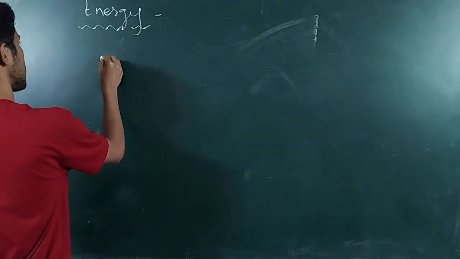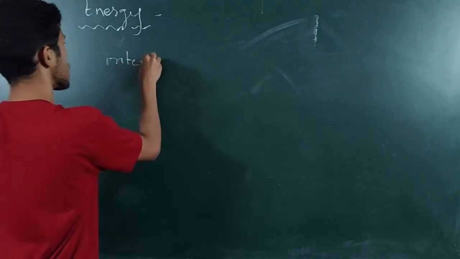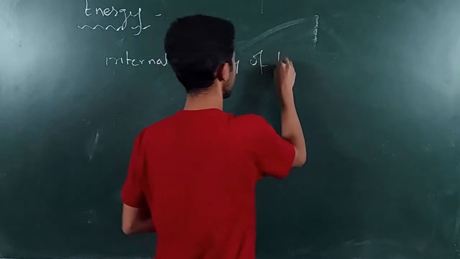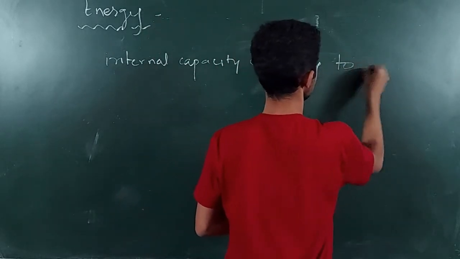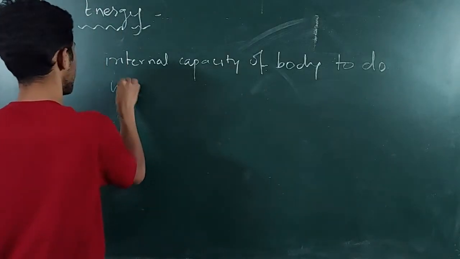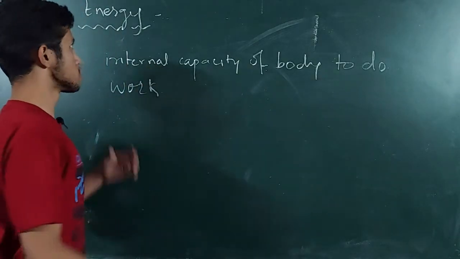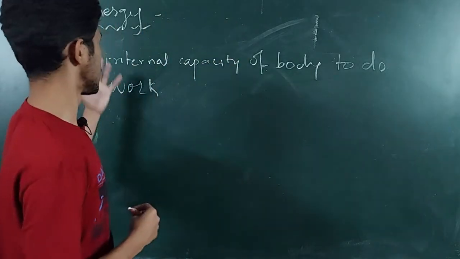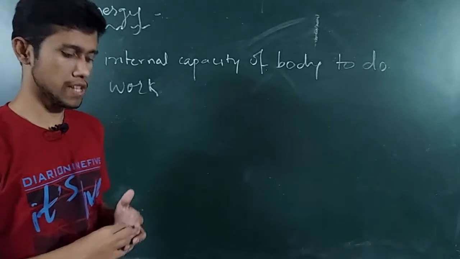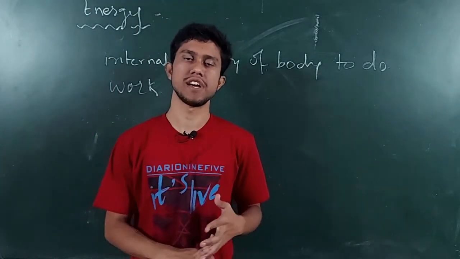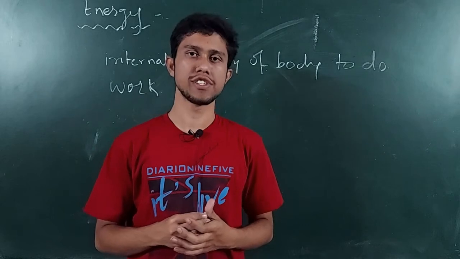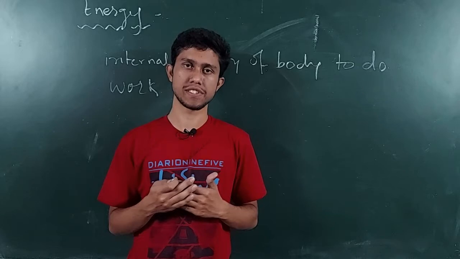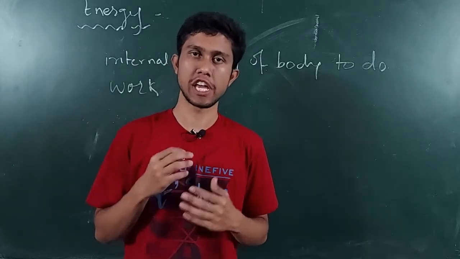Energy is defined as the internal capacity of body to do work. So this is the energy, and this definition is enough to define what is energy. Now I've told you there are various forms of energy such as heat energy, electrical energy, potential energy, kinetic energy. Now we'll move on to the next topic, which is the Einstein's energy mass equivalence.